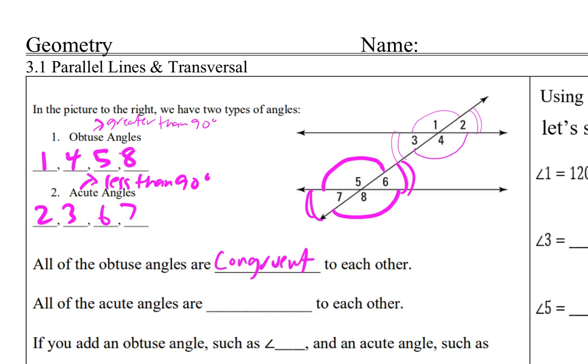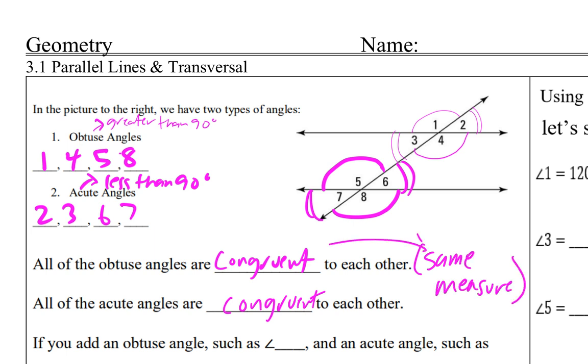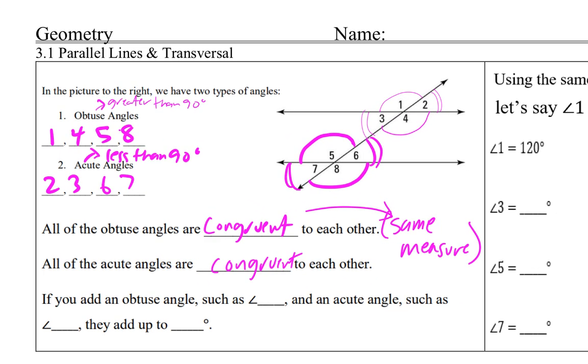In this picture, if they are obtuse, that means they all have to be the same level of obtuseness. They all have to be the same value. If they're acute in this picture, then all of them are also congruent to each other. We remember congruent means same measure. We're only talking about this picture to the right. In this case, if you add an obtuse angle, such as angle four, and an acute angle, such as seven, it doesn't matter, they will add up to 180 degrees.